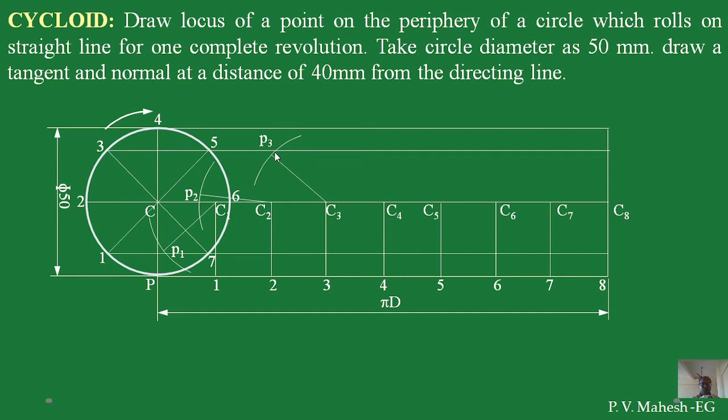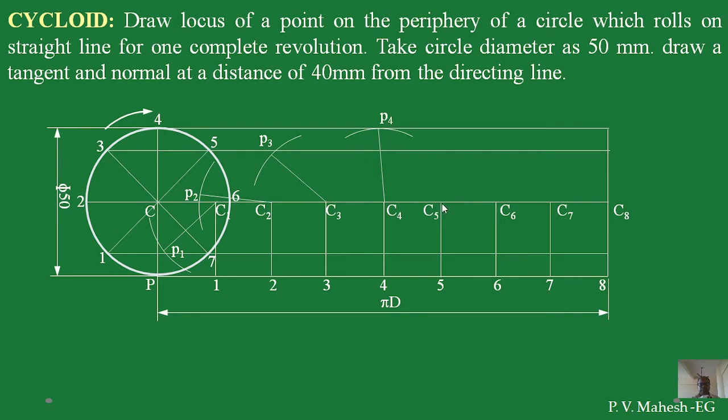You have to be careful what we are doing. The center is C4 now, and it is cutting the line passing through 4. Here this distance is equal to the radius of the arc, so it will just touch. It will not cut here, it will just touch at point 4.